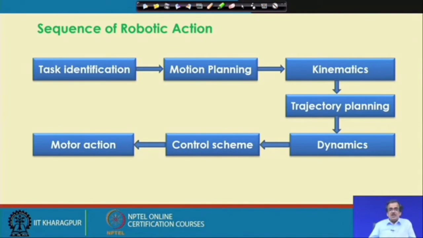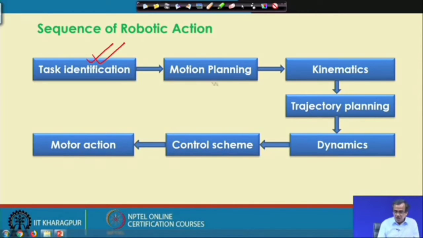Now, this shows the sequence of robotic action, and you will see that all such modules I have already discussed. Okay. And now, I am discussing motion planning. So, if I complete this discussion on motion planning, you will see that all such modules of robotics have been touched. For example, if I want to solve one task with the help of a robot, the first thing is the task identification. So, you will have to identify the task which is going to be tackled or solved with the help of a robot.